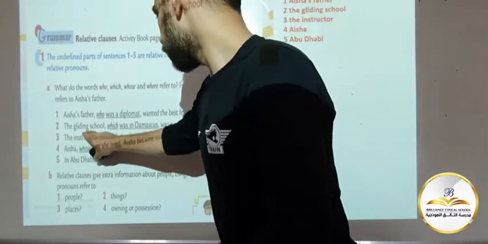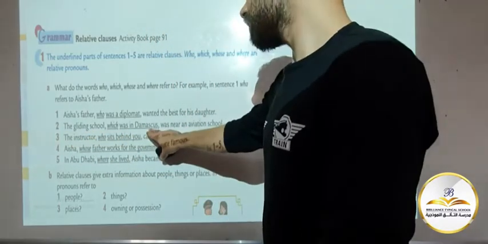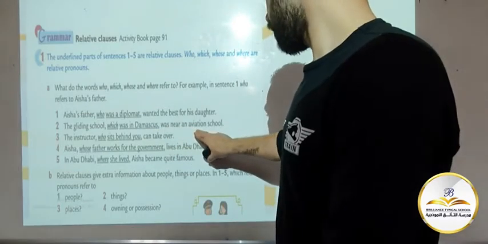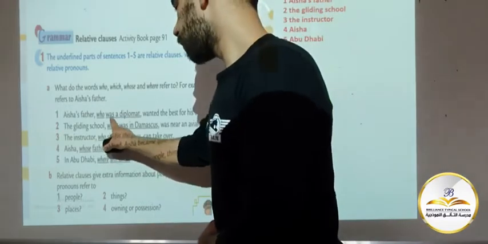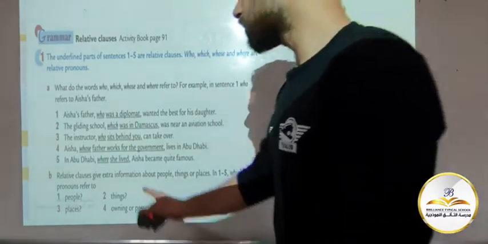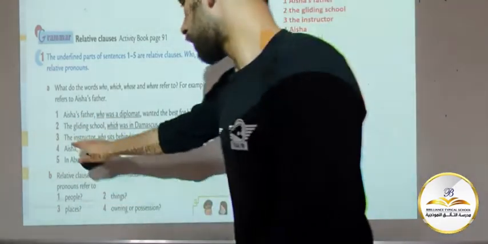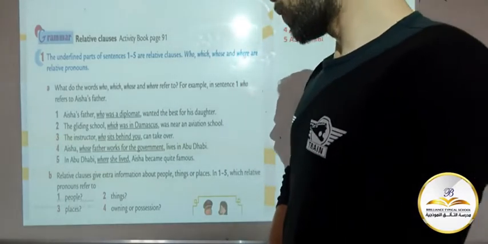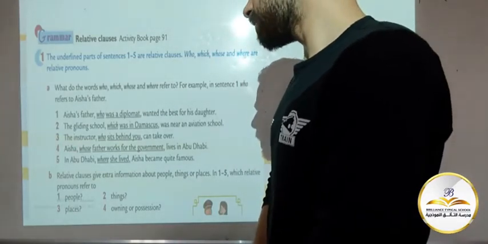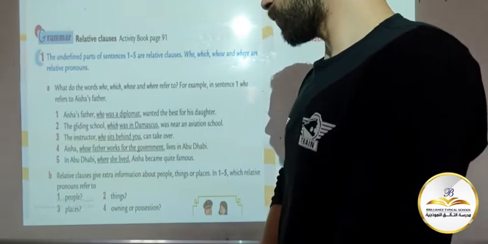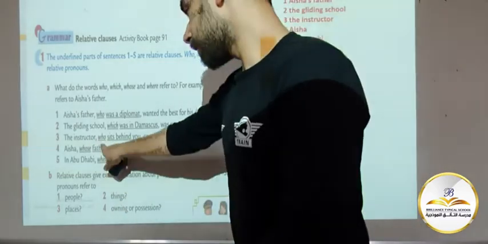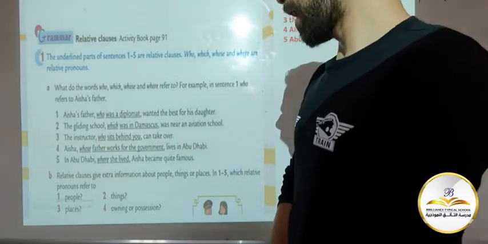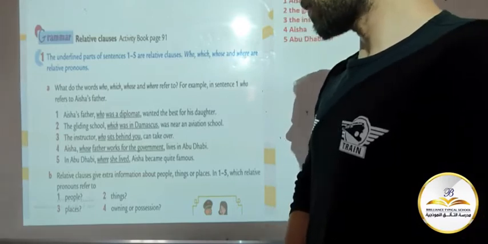The gliding school, which was in Damascus, was near an aviation school. So here we have the relative pronoun is who, and it refers to a thing, which is a school. So it refers to the gliding school. The instructor who sits behind you can take over. So where is the relative pronoun in the sentence? Yes, it is who, and it refers to the instructor.